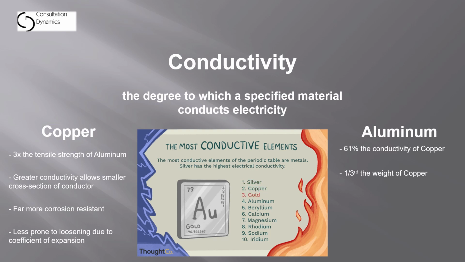Aluminum, in its raw state, without any additives to it, has only 61% the conductivity of copper, but it's also only 1/3 the weight of copper.